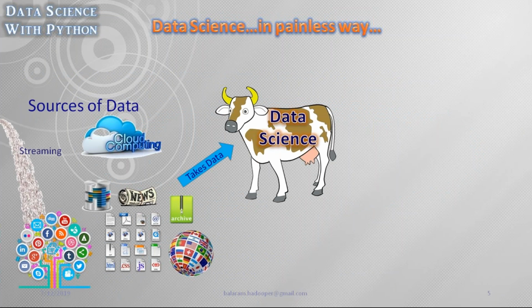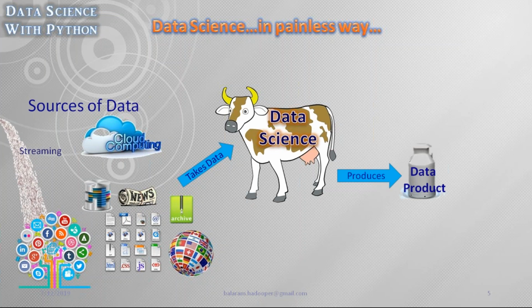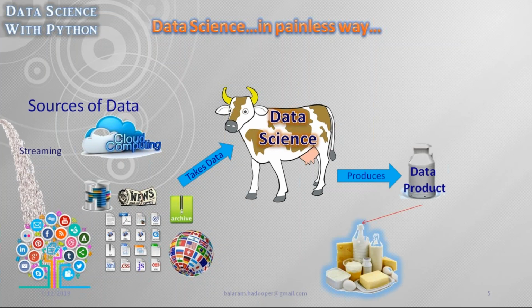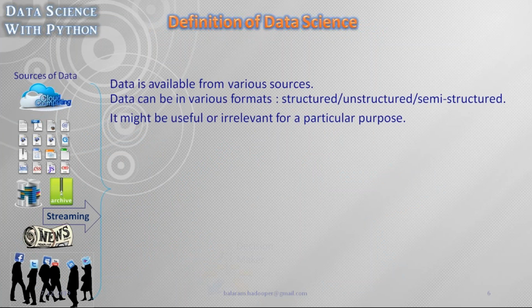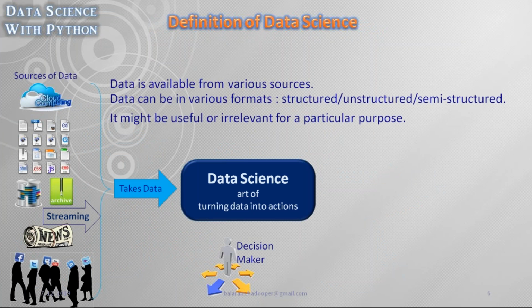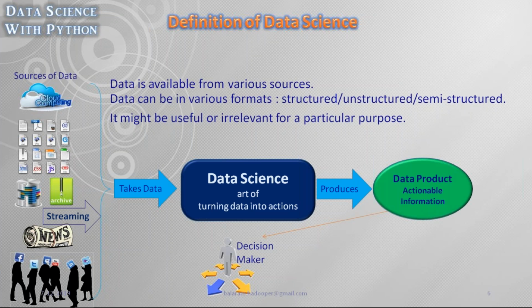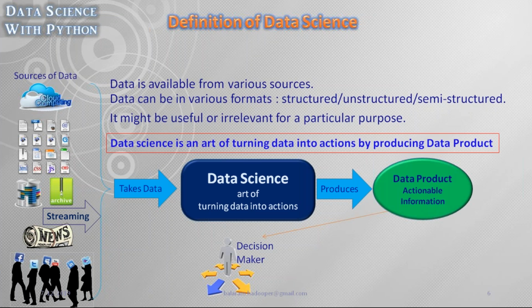Data science means taking the data from different sources and producing a data product that can be consumed in different formats. So data science means turning the data into actions. That is data science. It is useful for the decision maker.